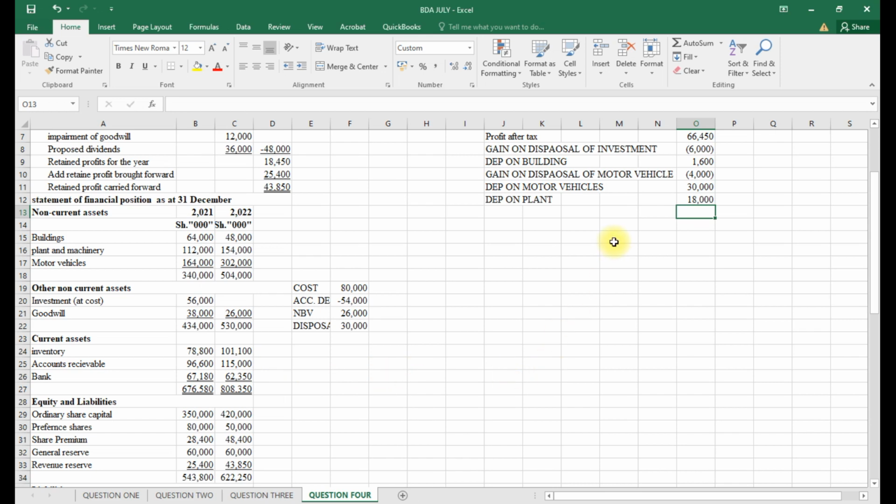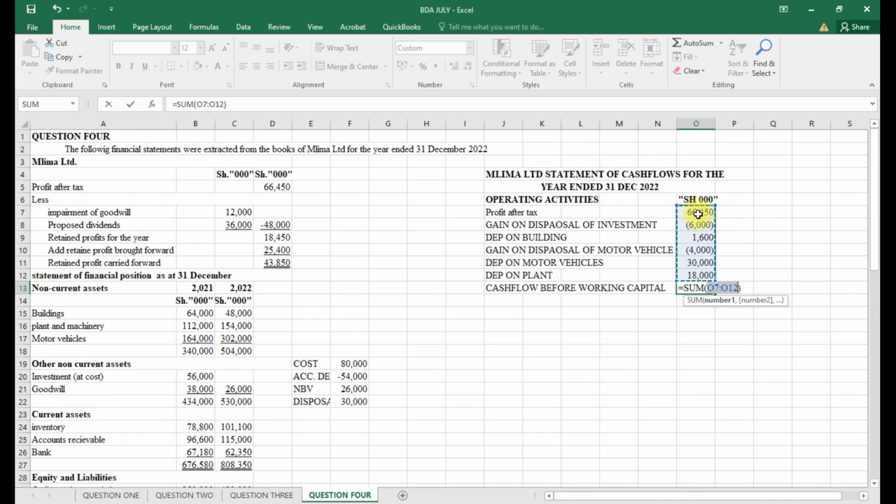So you can get the cash flow before working capital. Cash flow before working capital, and here I'll just put it in to capture that. So we have 106. I'll control bold for that.